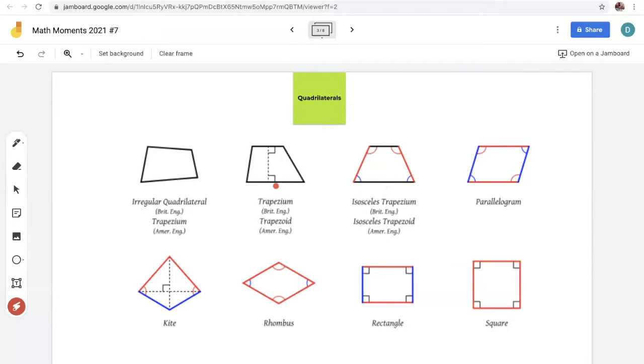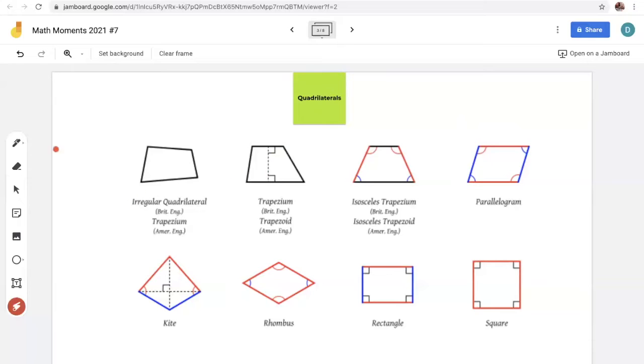And so this first one here, we have an irregular quadrilateral, also known as a trapezium. But the irregular quadrilateral is going to be basically not like any of the other ones here. So let's go over some of the other ones. This second one here is a trapezoid. That's what we will commonly refer to it as.